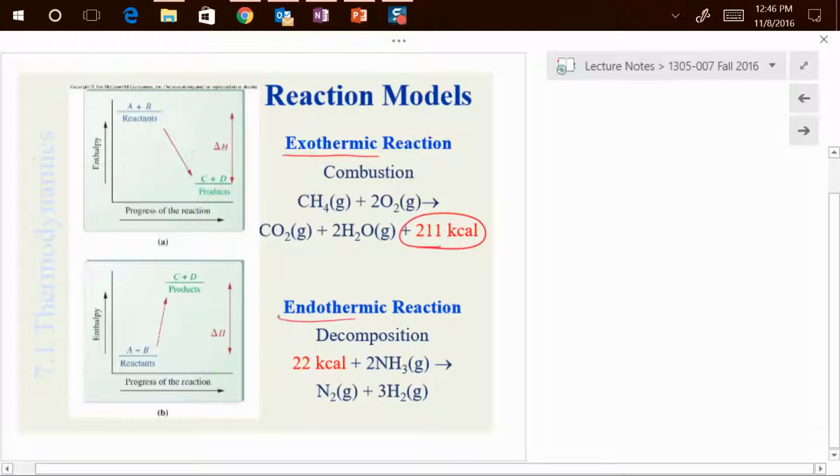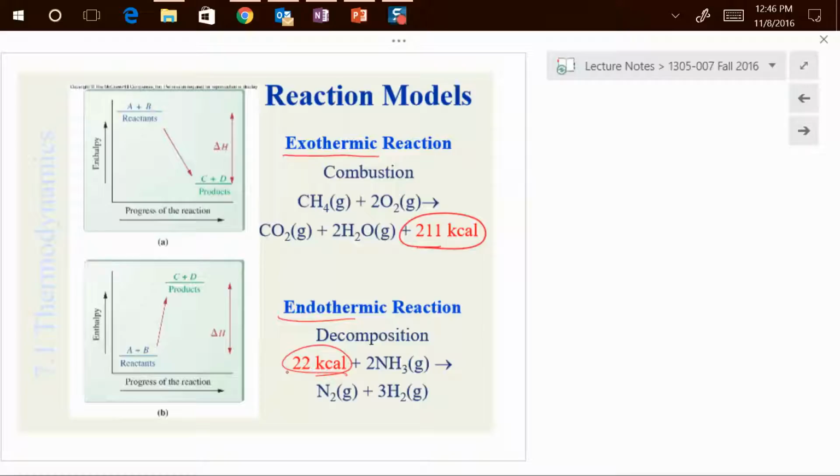If I write the energy as a reactant, though, look, 22 kilocalories plus NH3 decomposes into N2 and H2. So if I write it as a reactant, therefore it is an endothermic reaction. It requires this much energy to cause the decomposition of NH3. Okay, so we describe it as an endothermic reaction because it's absorbing energy.